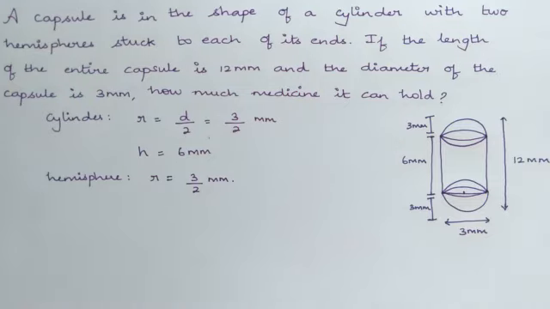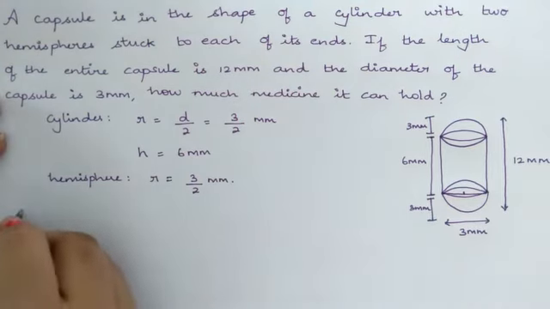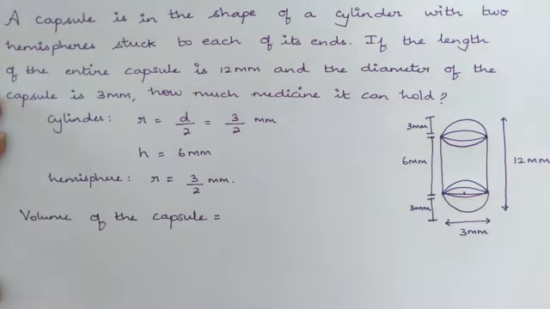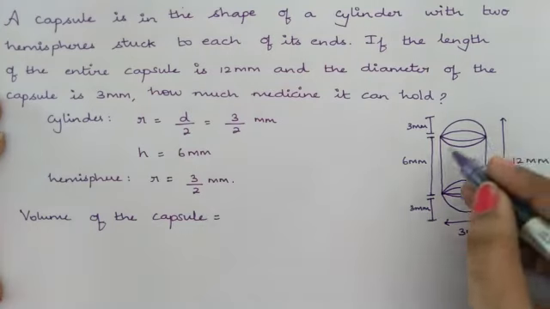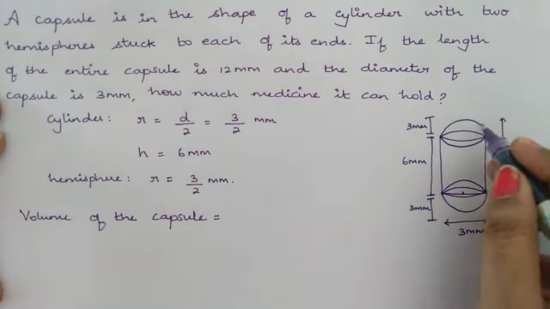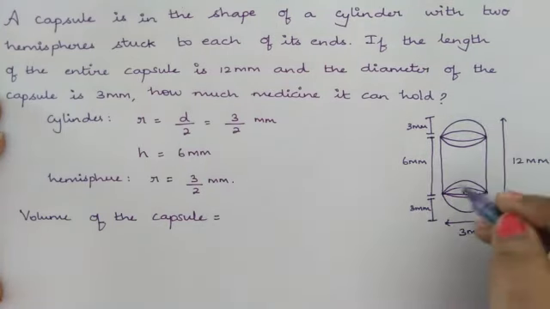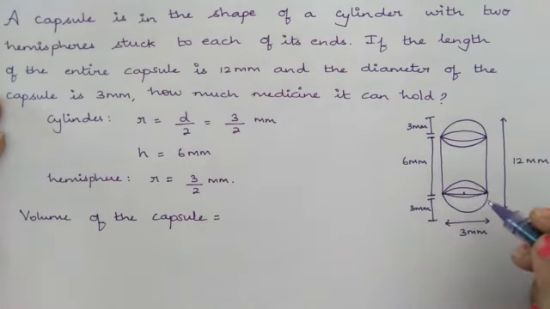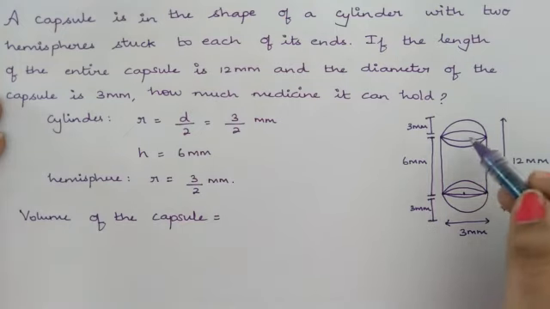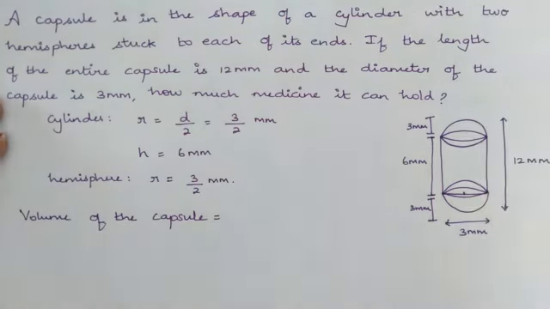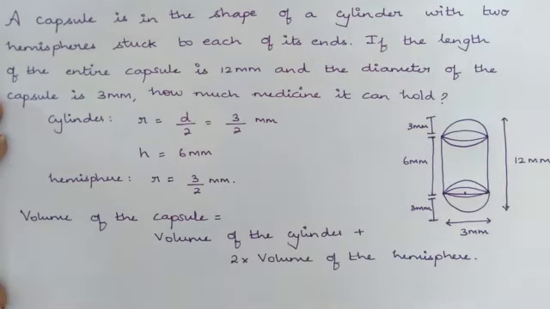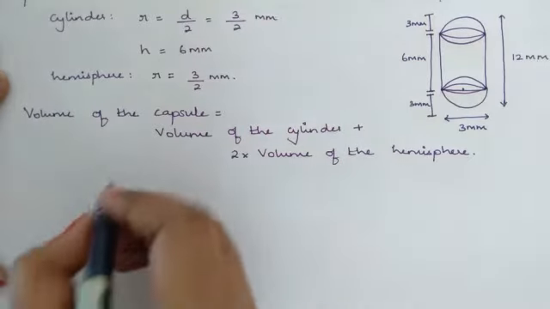Now let's enter into the formula where we are going to identify the volume of the capsule. Volume of the capsule will be equal to the volume of the cylinder plus the volume of the top hemisphere and the volume of the bottom hemisphere. Both the hemispheres are equal. So we are having two equal hemispheres. So volume of the cylinder plus 2 times volume of the hemisphere. That is volume of two equal hemispheres. Right?